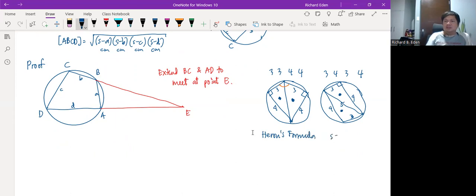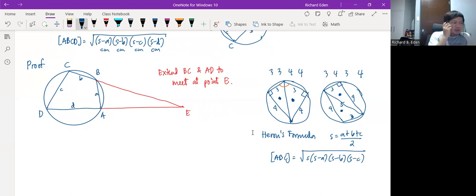So with s equal to a plus b plus c over 2, the formula for the area of a triangle ABC is the square root of s, s minus a, s minus b, and then s minus c. But what I want to do is write this in terms of the sides themselves.